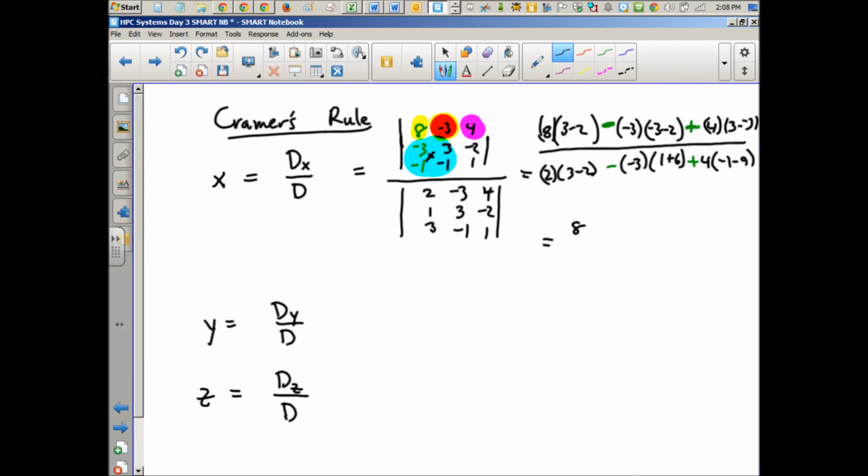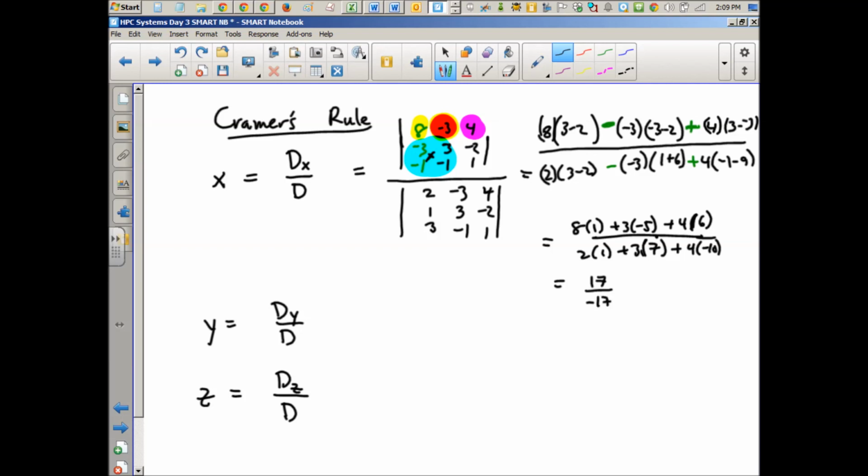Okay, so the top is 8 times 1 plus 3 times negative 5 plus 4 times 6. The bottom is 2 times 1 plus 3 times 7, and then plus 4 times negative 10. Okay, so the numerator is 8 plus 24 is 32. 32 minus 15. The top is 17. The bottom is 2 plus 21 is 23. 23 minus 40 is negative 17.